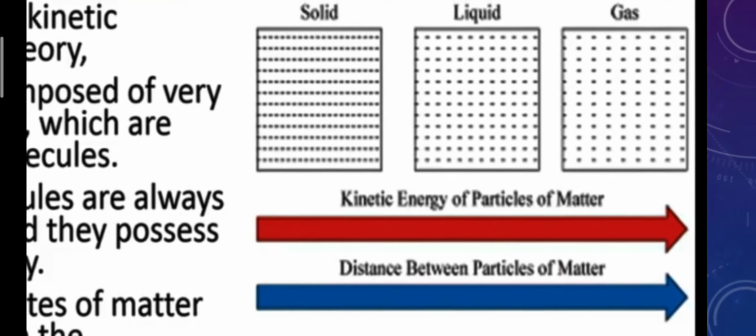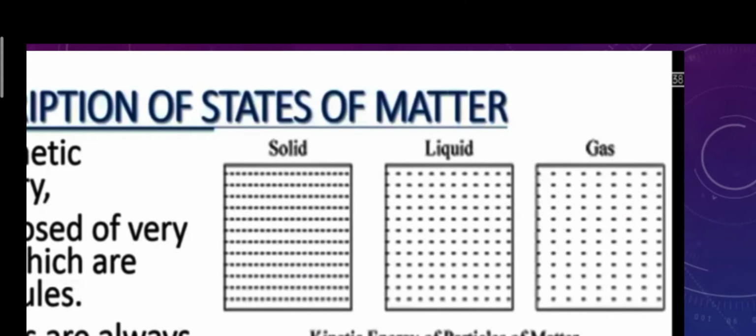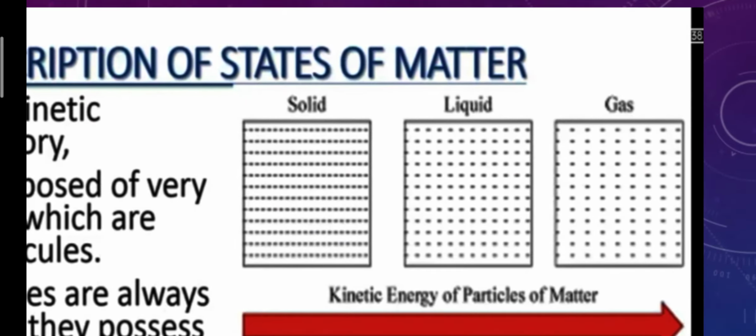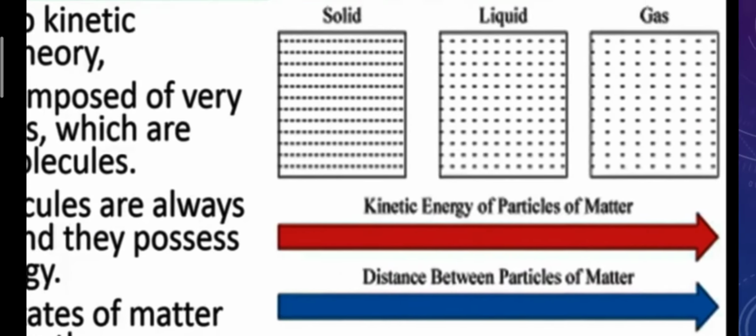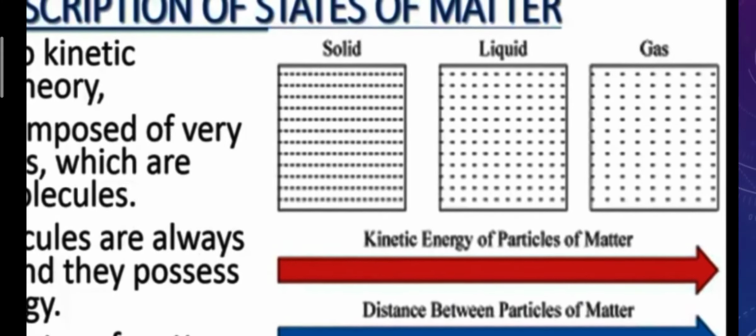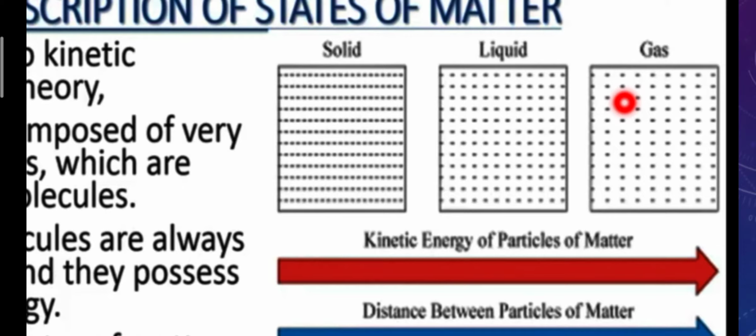It is the solid, liquid, and gases. The kinetic energy of solid is less than the kinetic energy of liquid, which is less than the kinetic energy of gases. Gaseous molecules possess high kinetic energy, and the distance between particles of gaseous molecules is very large as compared to liquid, and the distance between the particles of liquid is larger than the solid.